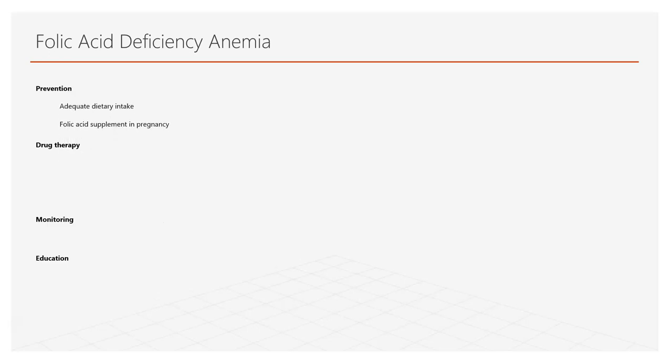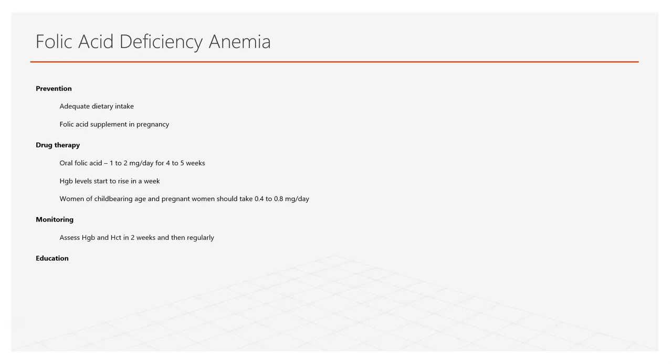Prevention, of course, is adequate dietary intake and folic acid supplementation in pregnancy. Drug therapy is folic acid, 1 to 2 milligrams a day for 4 to 5 weeks. Women of childbearing age and pregnant women should take 0.4 to 0.8 milligrams a day. Assess their hemoglobin and hematocrit in 2 weeks and then regularly. Educate your patient on the need for folic acid, administration, and drugs that may interfere with folic acid metabolism.